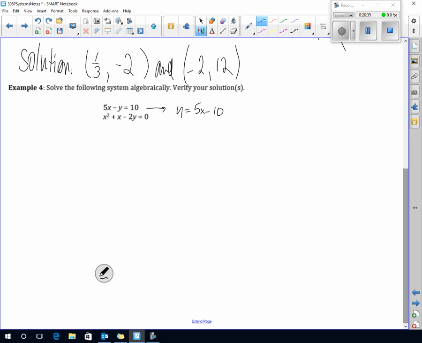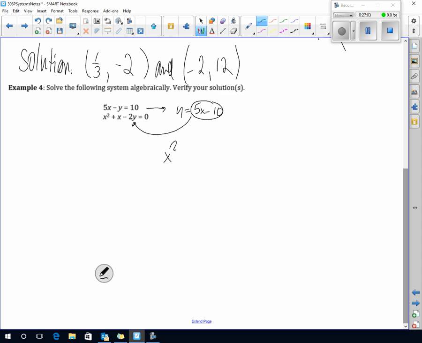So now what can I do, though? I can just substitute this in for this y there. Does everybody see that? I don't need to solve for the y. This is what you learned in grade 10, right? So you get x squared plus x minus 2 times, instead of the y, I'm going to write 5x minus 10, equals 0. Does everybody see what I did there?